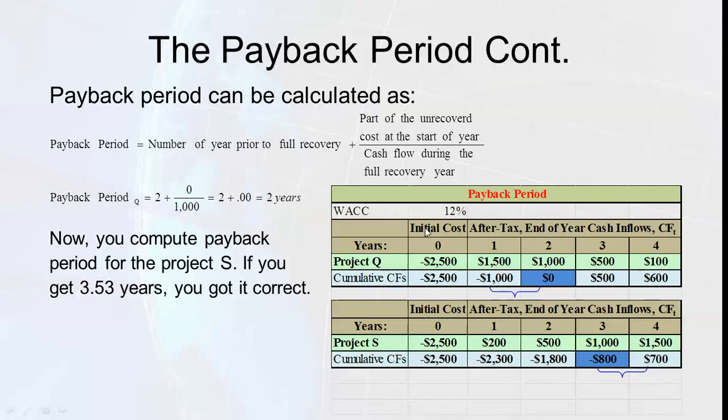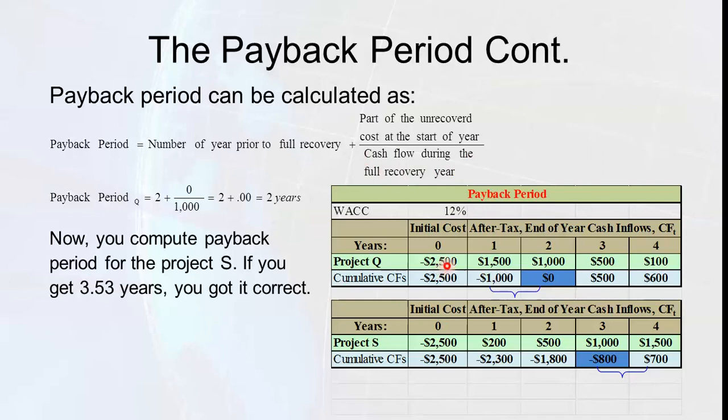Basically what you're going to be doing here is you have the cash costs and cash flows. So how do you compute a payback period? Payback period equals the number of years prior to full recovery, plus the unrecovered cost at the start of the year divided by the cash flow during the recovery year.